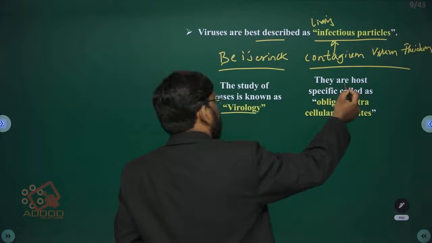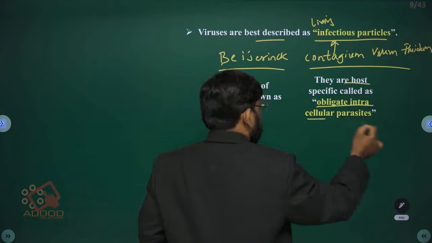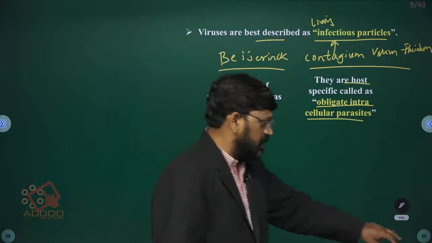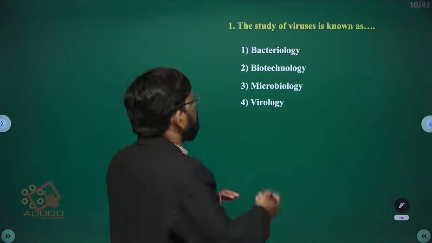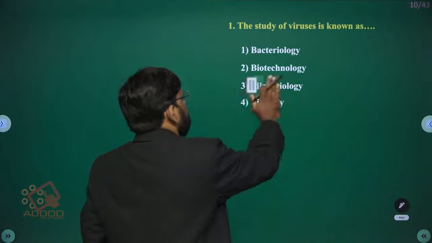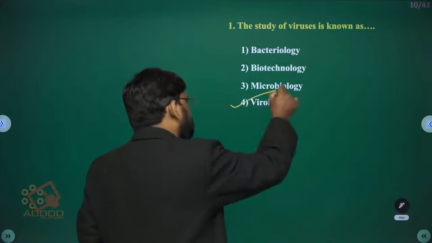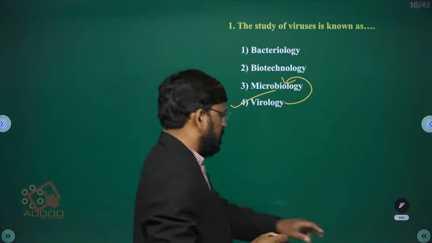The virus compulsorily requires a host, that's why they are called obligate intracellular parasites. Without a host, the virus cannot survive, right? Let us do some bits on this. The study of virus is called as what? The study of virus is called virology, which is one of the branches of microbiology.